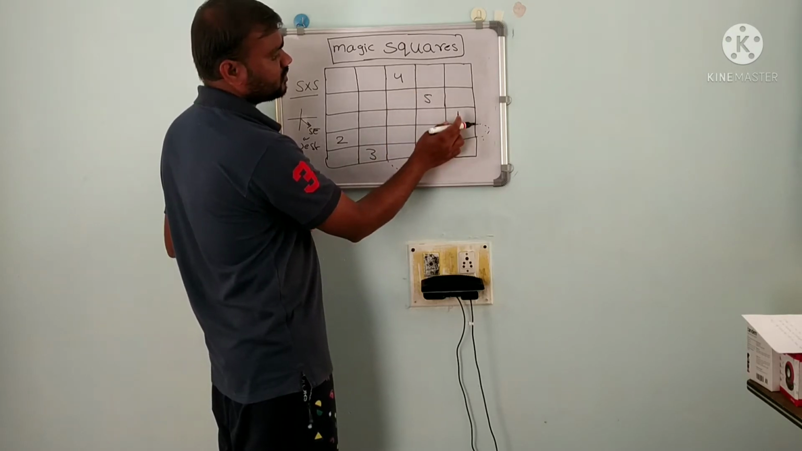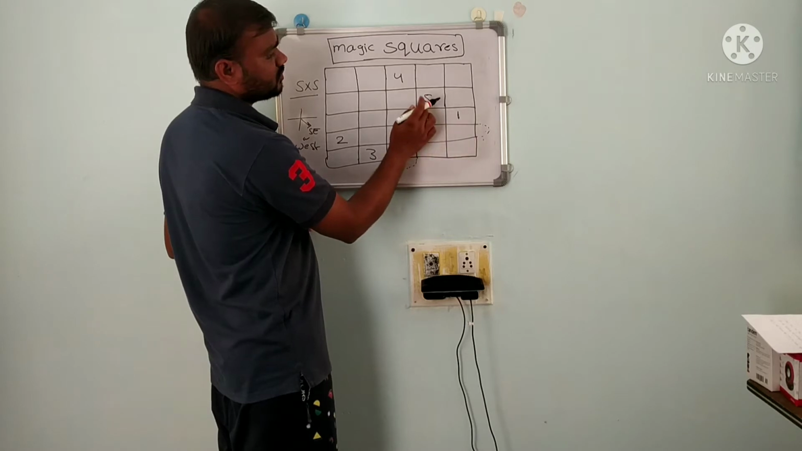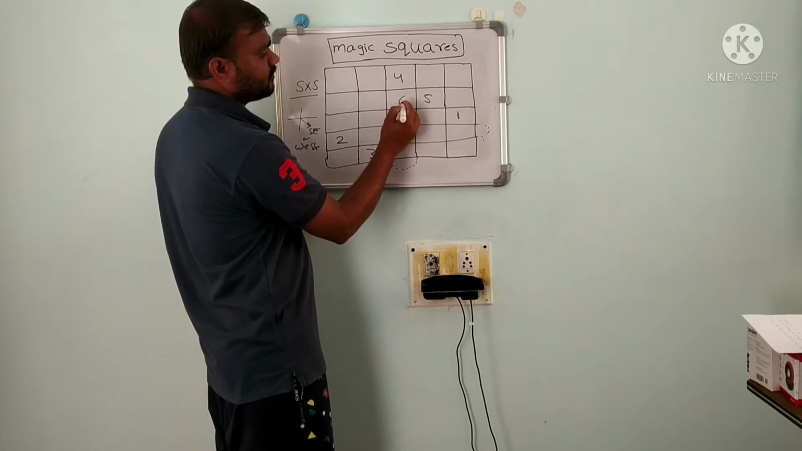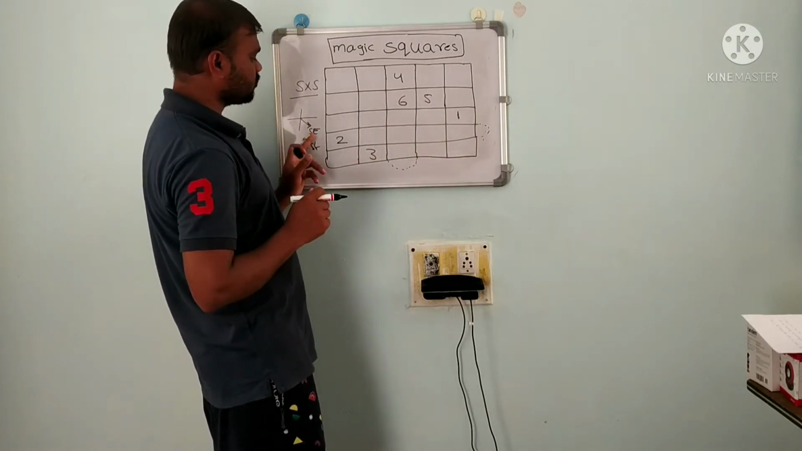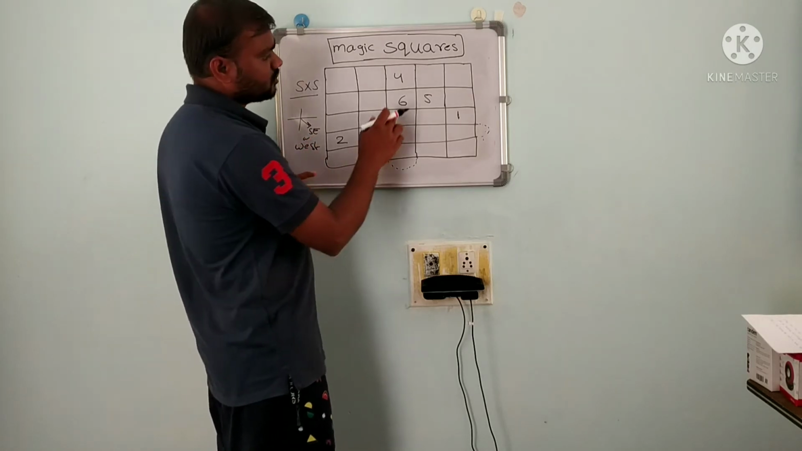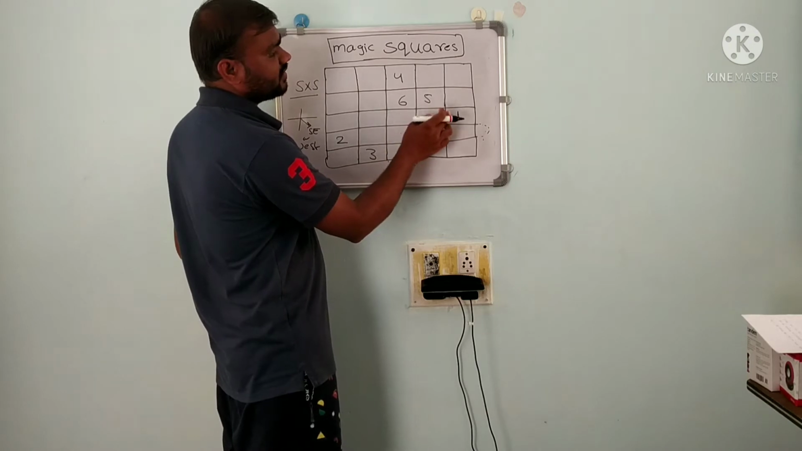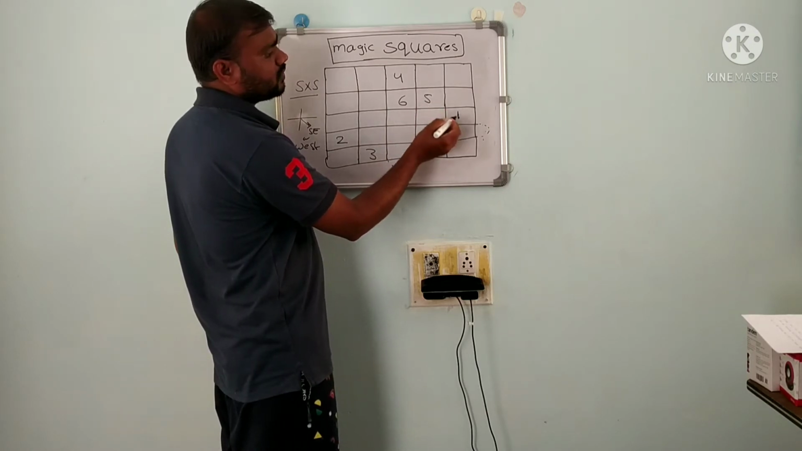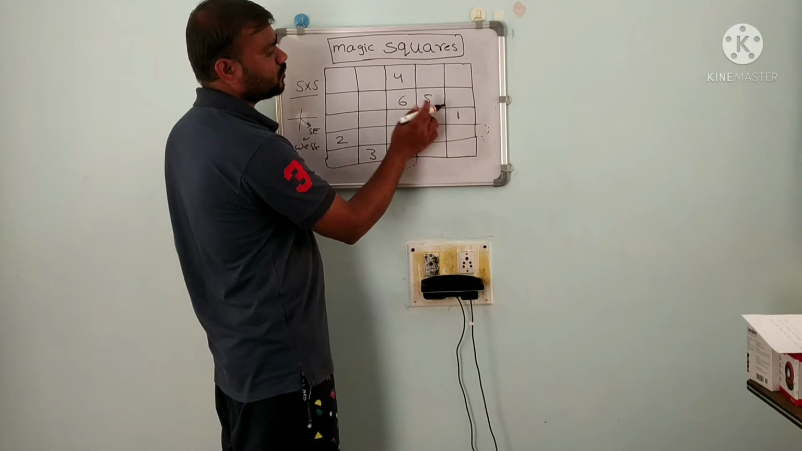If you go southeast, this number is already filled, so that's why you have to go west. So the first rule is, first always go southeast. If it is full, you go west. So after 5, you go like this, southeast. If it is full, you go west.